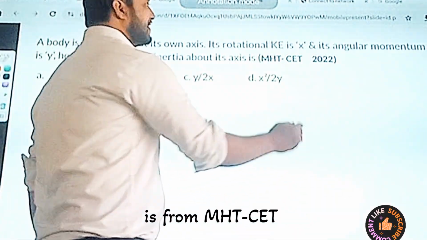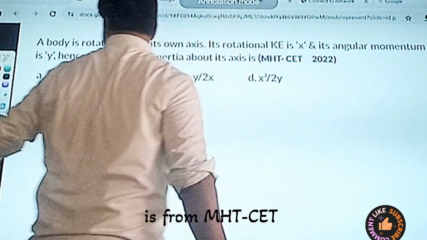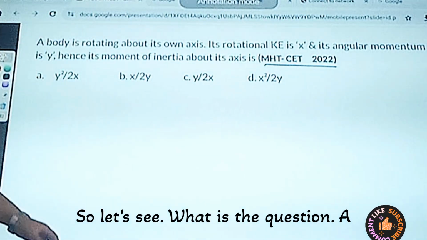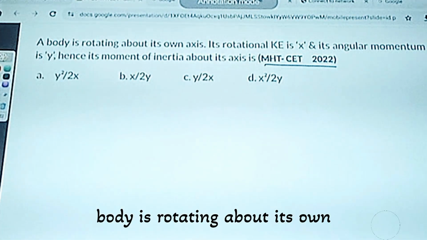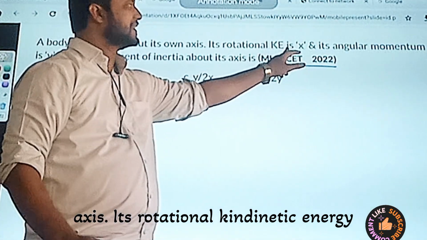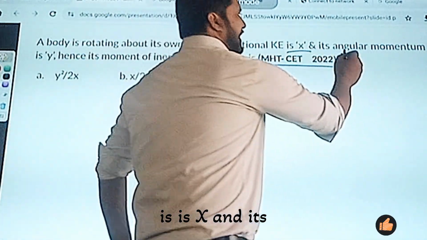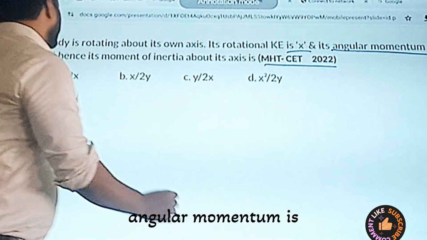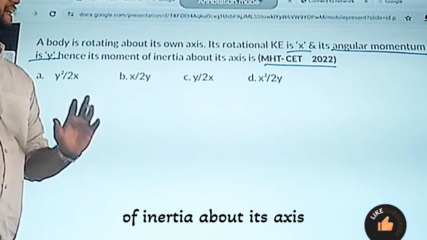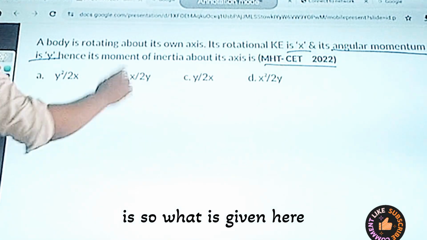Hi friends, this question is from MHT CET 2022. So what is the question? A body is rotating about its own axis, its rotational kinetic energy is x and its angular momentum is y. Hence, its moment of inertia about its axis is.